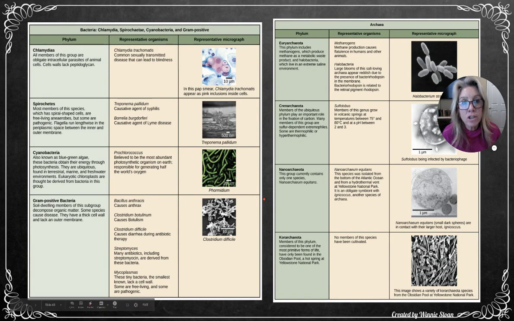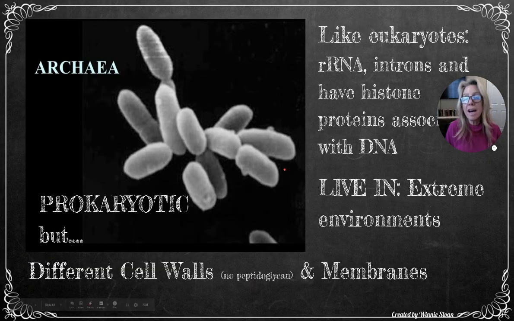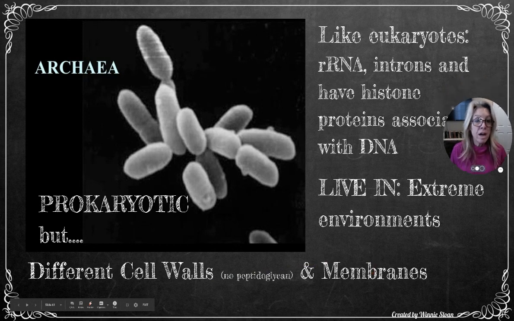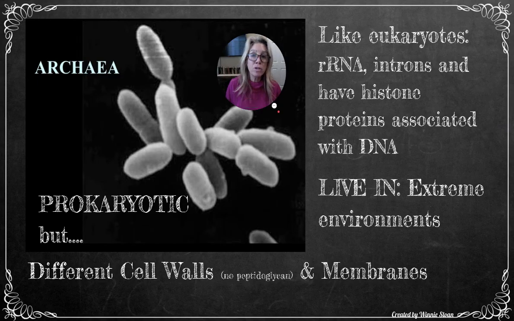Here is just a classification of different types of bacteria. You can see them here. Here is cyanobacteria. And then here is Archaea, also prokaryotic, and it is our last topic in this chapter. And Archaea is considered prokaryotic, but it is different from bacteria. The cell walls are different and their cell membranes are different. Archaea are more similar to eukaryotes because they have similar rRNA to build the ribosomes. They too have introns and they have histone proteins associated with their DNA. What is unique to Archaea is they live in these really extreme environments. And I gave you those notes already.